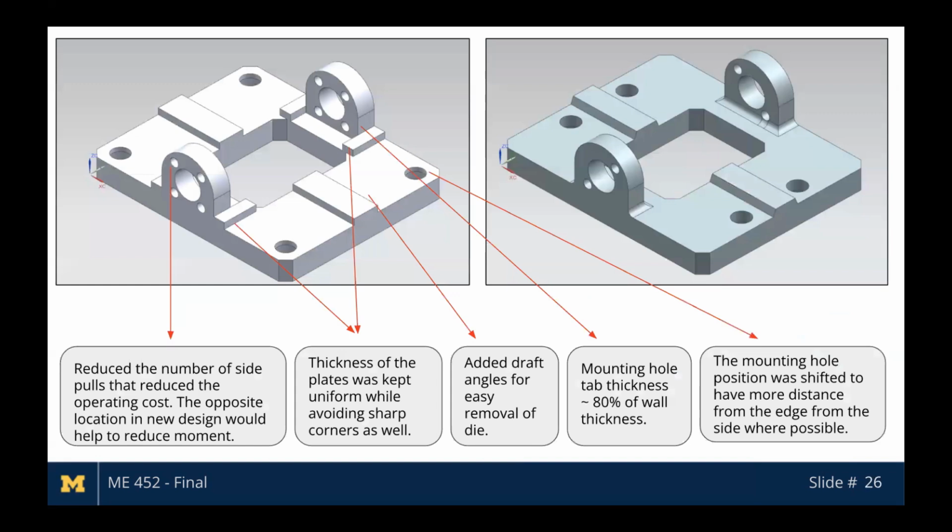Here we see what we had done to redesign the part. For example, we had reduced the number of side pulls. We had also added the draft angles for easy removal of the part, etc.